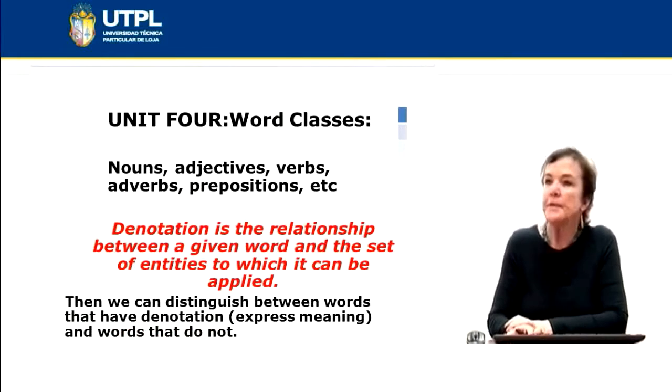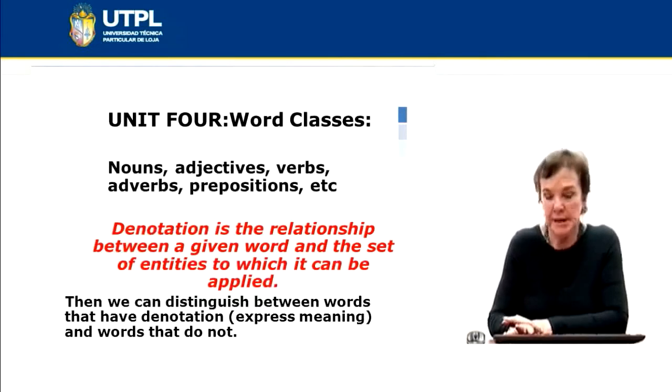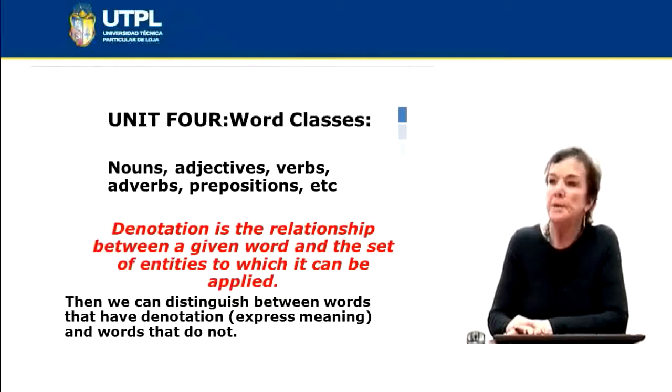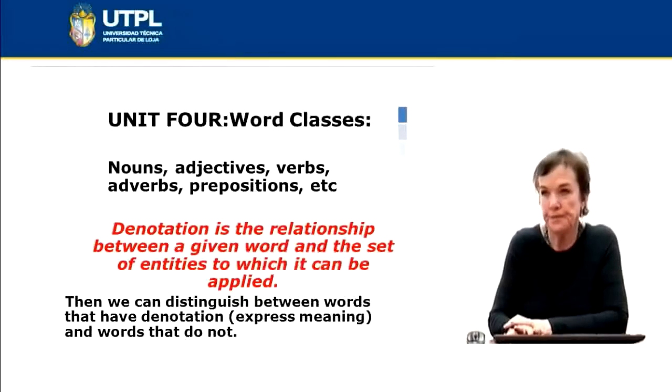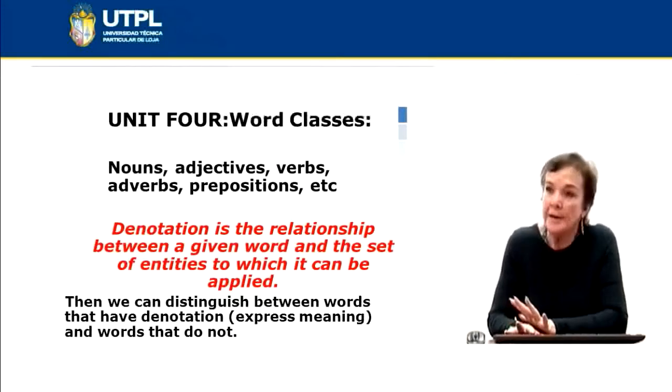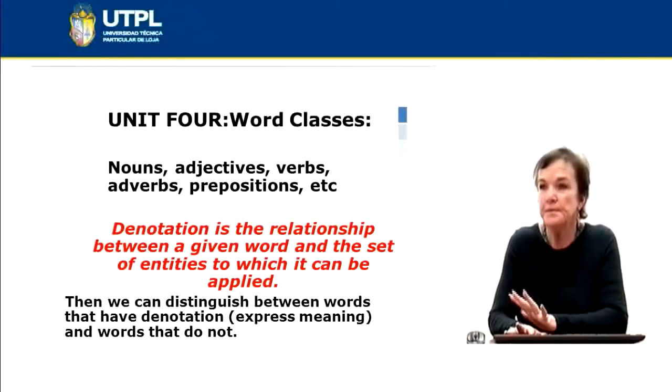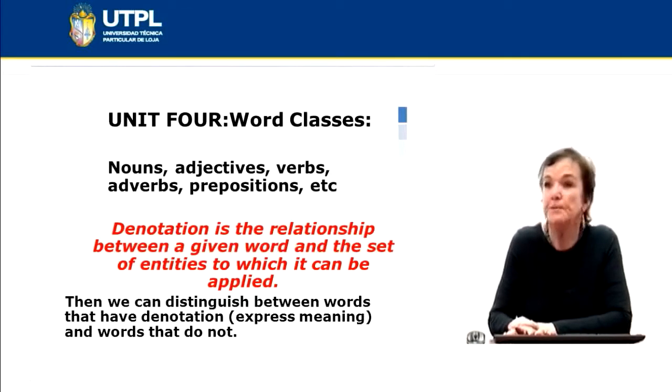Word classes. Word classes or word categories, as they are called in traditional grammar, are nouns, adjectives, verbs, adverbs, prepositions, and so on. In order to understand what are the functions of word classes, it is important to understand what is denotation. It is the relationship between a given word and the set of entities to which it can be applied.